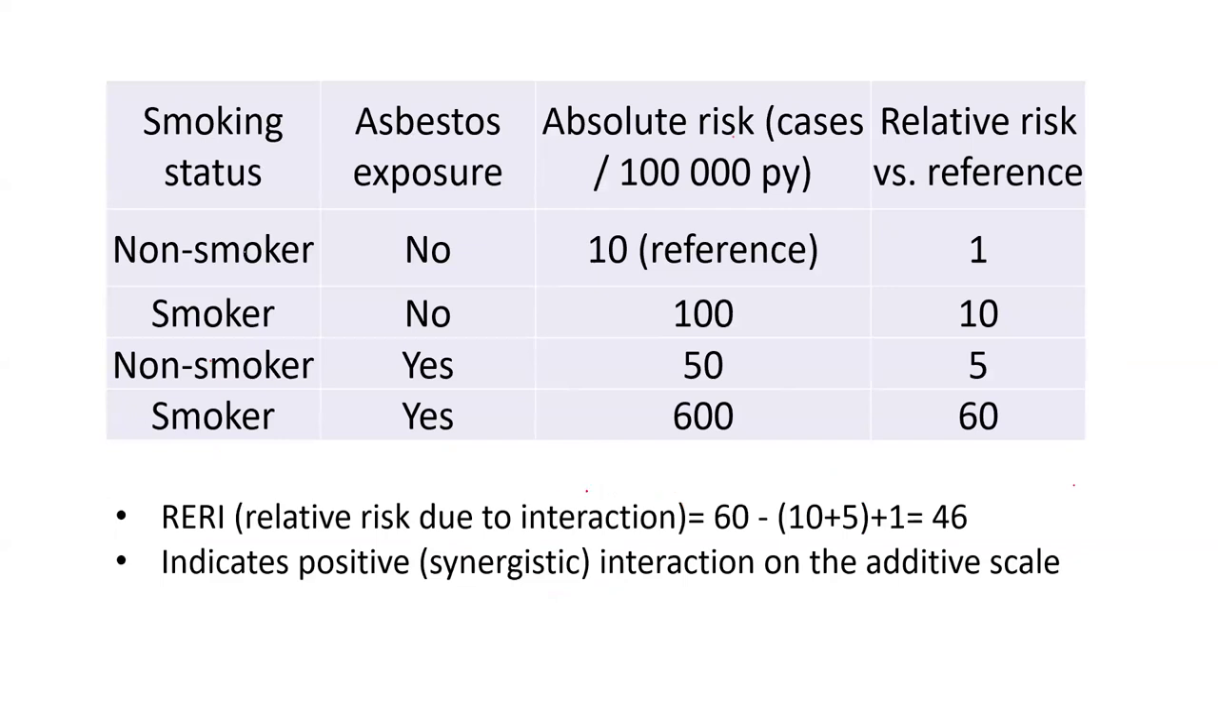So this is, again, the example of smoking and asbestos exposure. Here, for RARI, you first have all these values, you calculate your relative risks for the three exposures with the baseline, the reference group. And then for RARI, what do you do? This 60 is the relative risk for those who are smokers and have asbestos exposure. You subtract the rest of the relative risks and you get a positive value which is more than 0. So you say that this is a synergistic or a positive interaction on the additive scale.